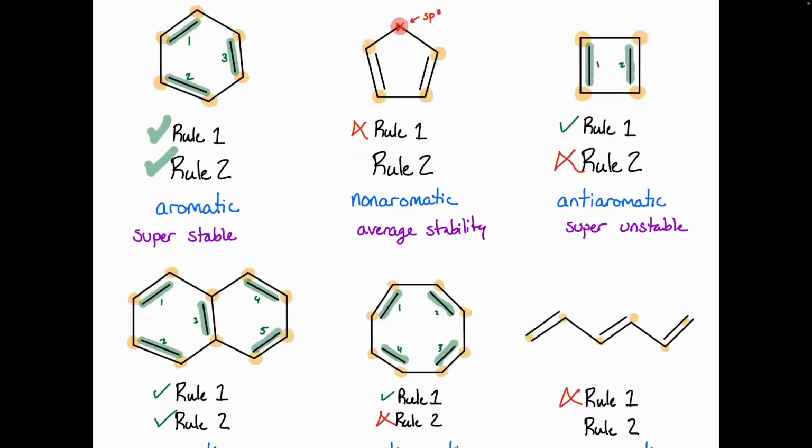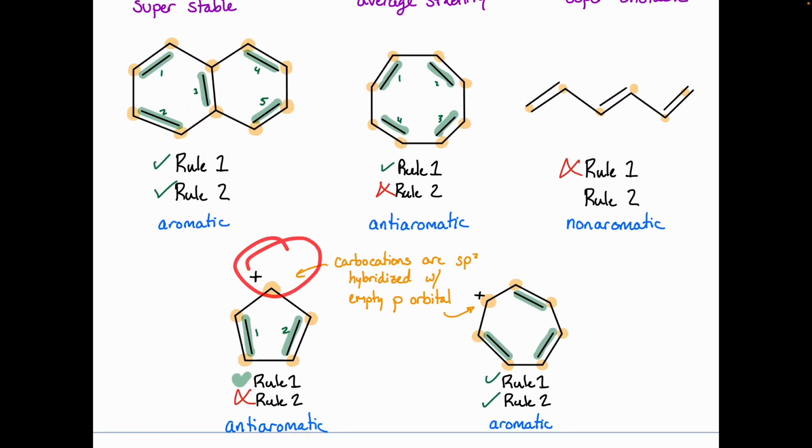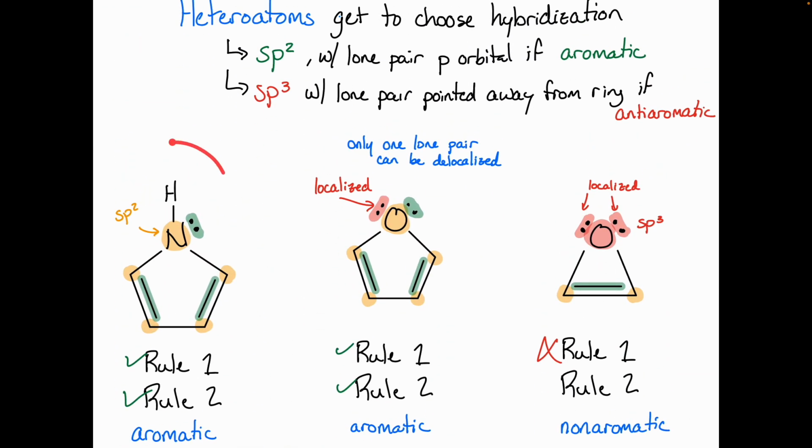We did talk about complications of having carbocations or heterocyclic atoms in our ring, applying those same two rules. Okay? And where we'll pick up next time is sort of exploring why anti-aromatic compounds are so unstable.